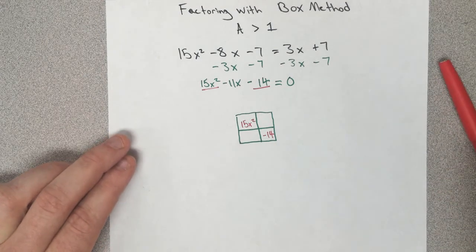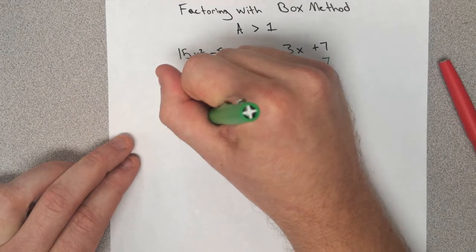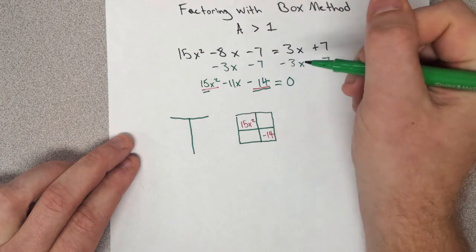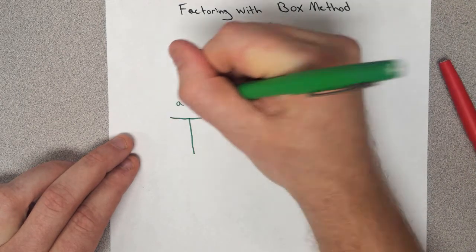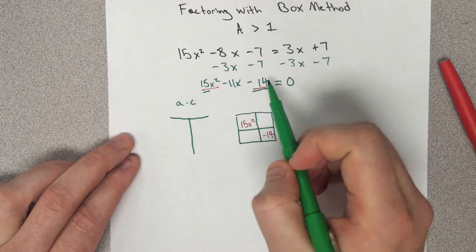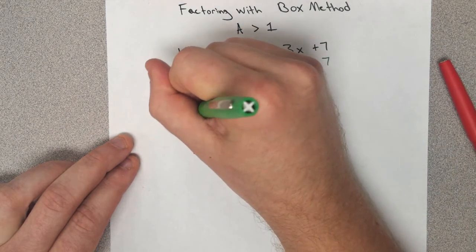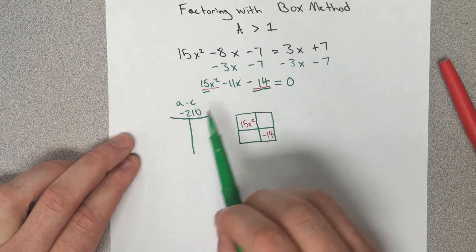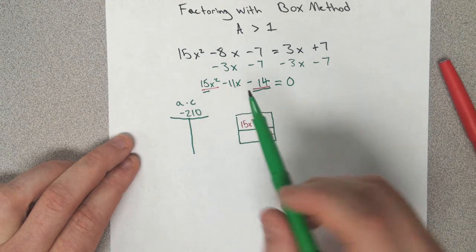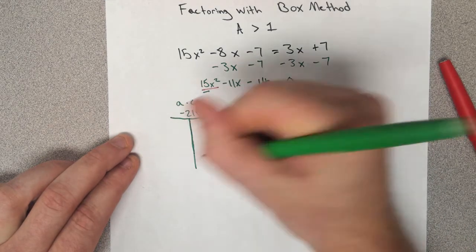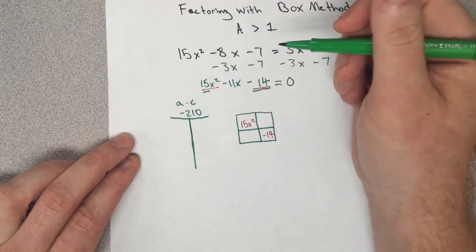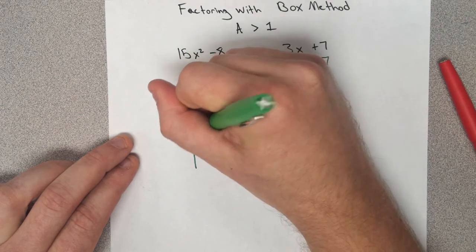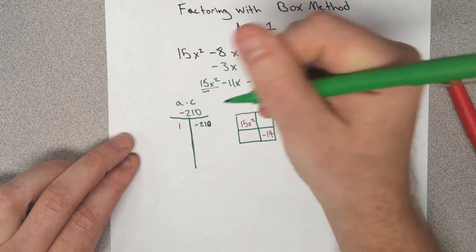So what I'm looking for is factors of a times c. So that's 15 times negative 14, which would be negative 210. So I want to find numbers that multiply together to give me negative 210, but they need to add up to give me negative 11. So negative 210 is going to have a lot of factors. I like to start by listing the factors starting with 1 and the number. And then I kind of work my way up from 1.